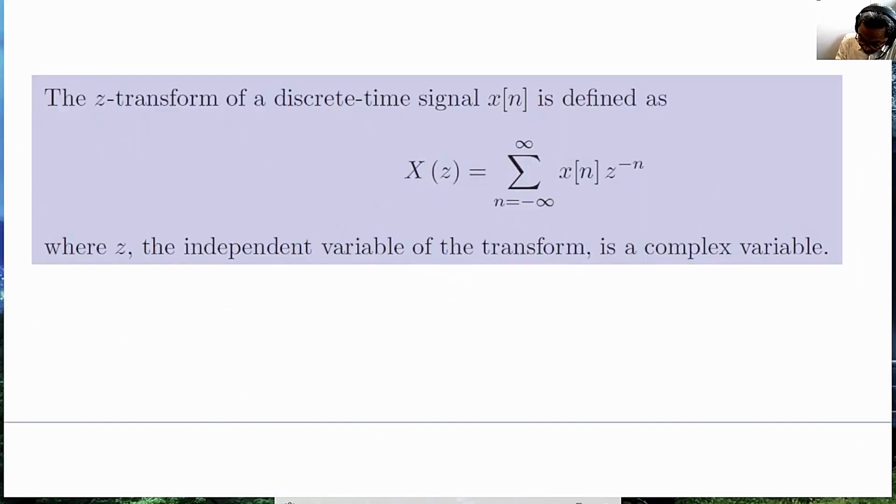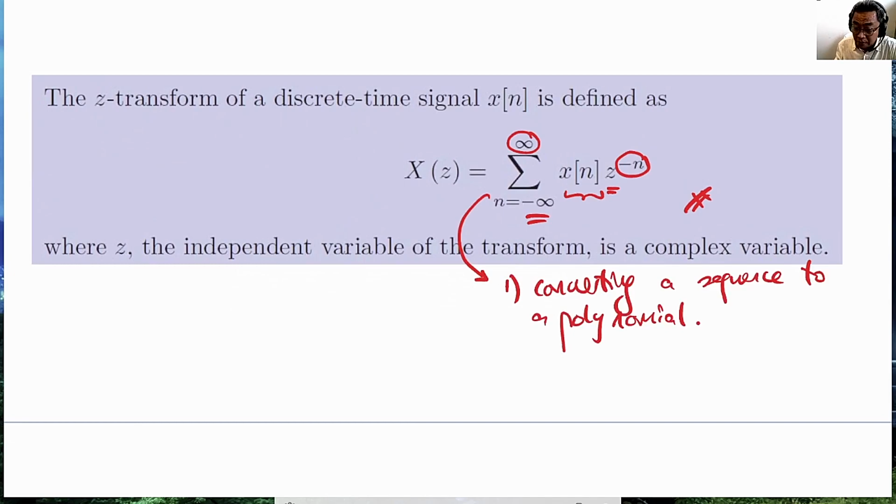The Z transform is defined by this equation. It takes in the sequence x[n], where n can go from negative infinity to positive infinity, and we multiply the sequence x[n] with a complex value z to the power of minus n. From this notation, you can think of the Z transform as converting a sequence to a polynomial of z to the minus n, where n indicates the original sequence index.